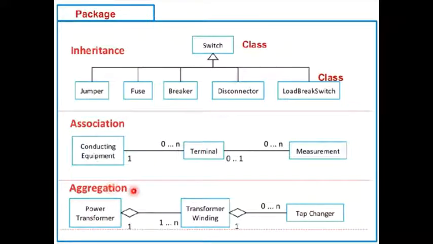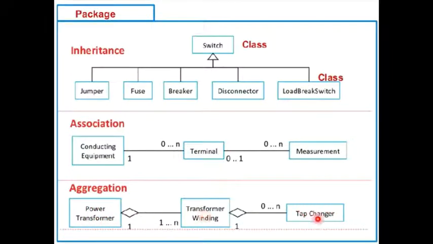Now aggregation means the part of a particular device. So say for example, transformer winding is part of the power transformer. So the corresponding classes will also be associated through aggregation. Aggregation is represented through a diamond. So transformer winding, we might have one or multiple transformer windings in the power transformer, but the transformer winding can be part of only one transformer.